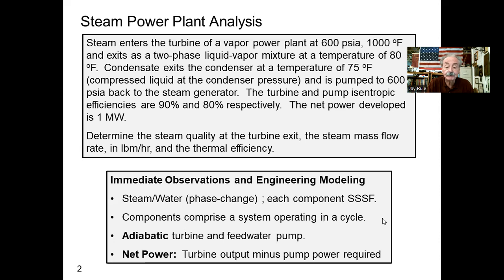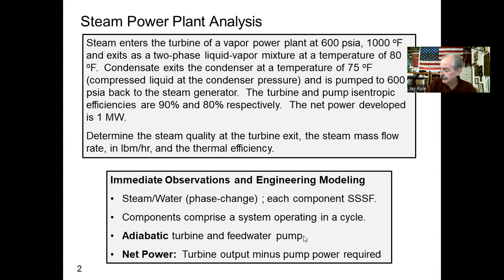Okay, so some immediate observations after simply reading the problem. We've got steam and water in our power plant. That's a phase change substance. We will be using steam tables. Each component described in the problem statement is going to be considered an open system, of course, running steady state, steady flow. Putting all 4 of the components together is going to comprise a system operating in a cycle. And hopefully that's going to be kind of familiar to you. The turbine and the feed water pump will be considered adiabatic. In other words, no heat transfer associated with the turbine process or the feed water pump process.